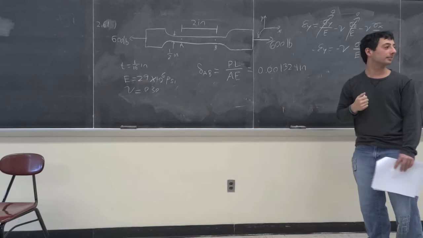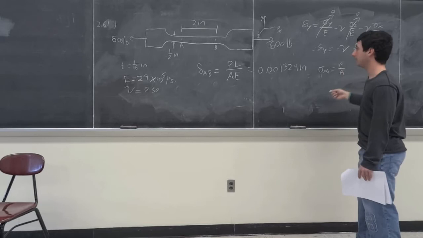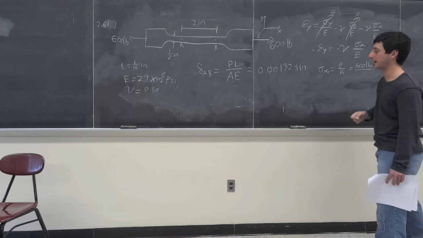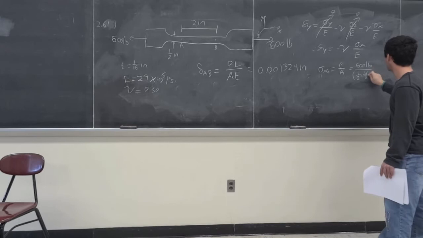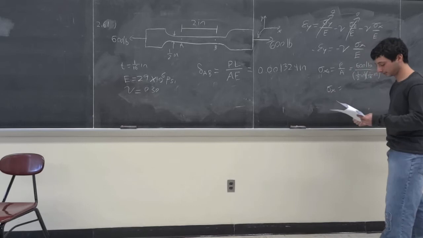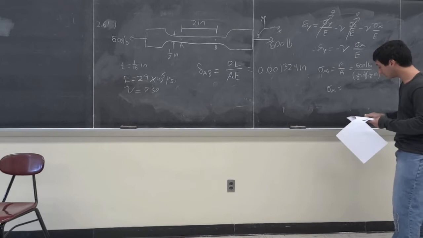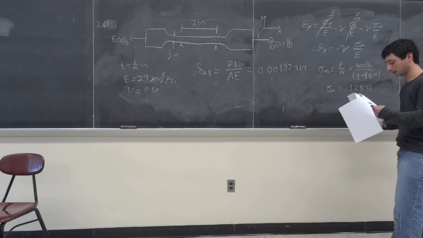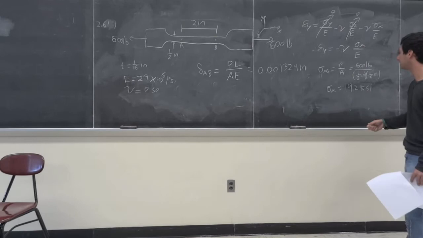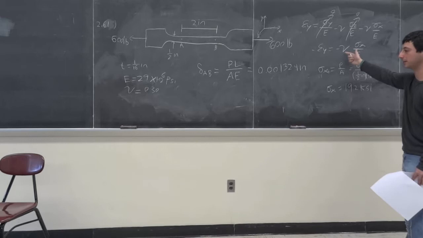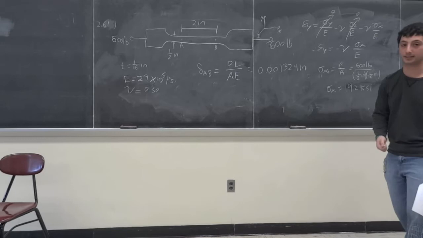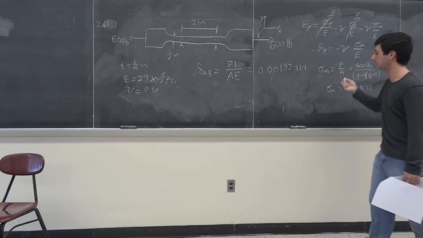Okay, so we need to find sigma x, and what is sigma x? It's force over area, P over A, and P is 600 pounds over the cross-sectional area. It's 1/2 of an inch multiplied by the thickness, which is 1/16 of an inch. So sigma x is 19.2 KSI. Now that we found the stress in the x direction, we could substitute this back into here because they give you the Poisson ratio is 0.3, and the Young's modulus is 29 times 10 to the 6 psi. When you substitute those in, you get the strain in the y direction.